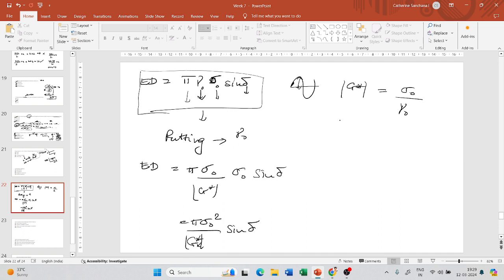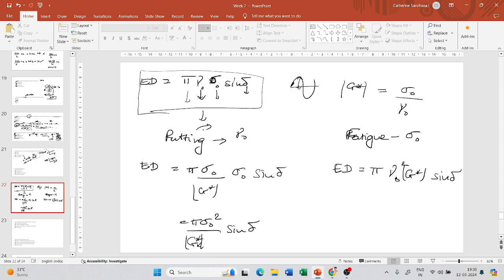This is for rutting. For fatigue, you are going to replace sigma dot. So ED is equal to pi gamma dot square sine delta.